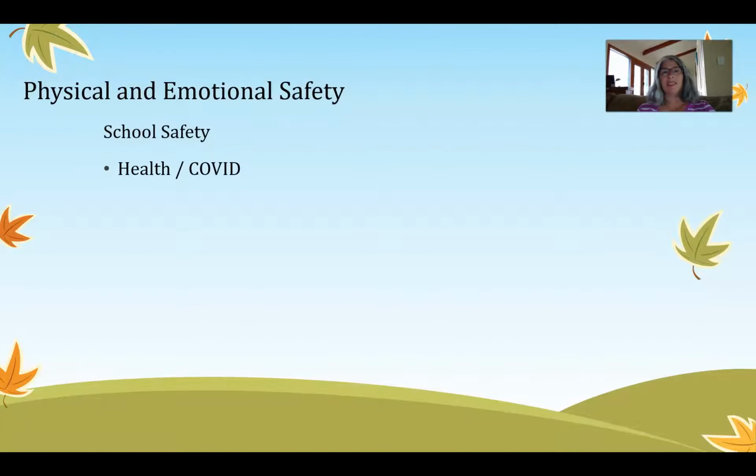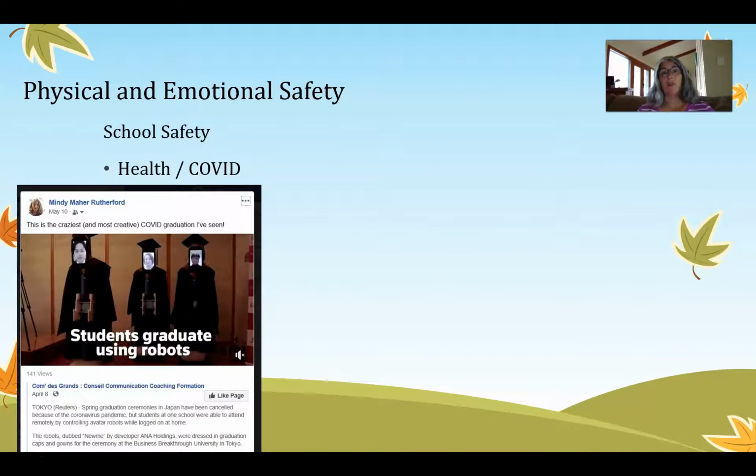And then I think this might be my last topic under school safety, is looking at health and COVID. I don't have any notes you need to take on this one, because I think it's something that we're all very aware of, but I just wanted to point out, since this chapter is looking at how our social world impacts our schools, some of the ways this can impact schools.